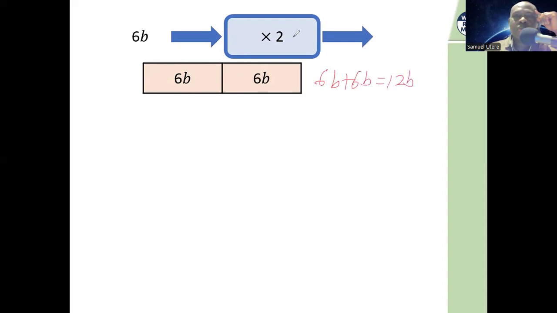Another way to think about it is to say this is simply 6b, double of 6b is 12b, because we can rewrite this as 6 times b times 2. And that will still give us 12b. Because if you remember, we can multiply the numbers, and then we can simply write the letter next to it. So it's really important that you get this concept.